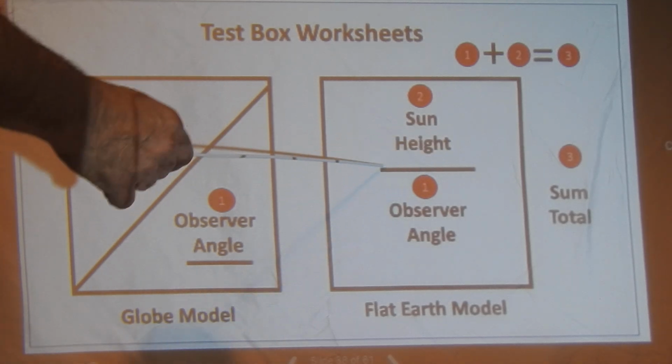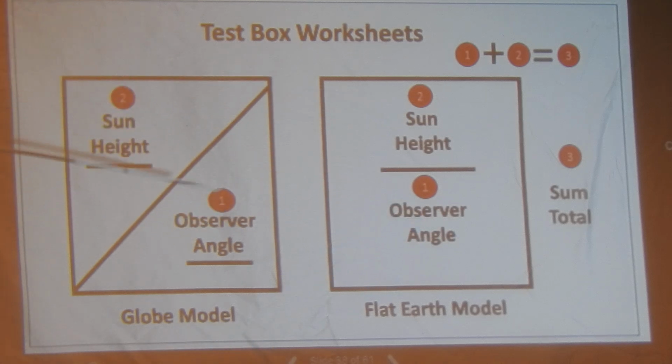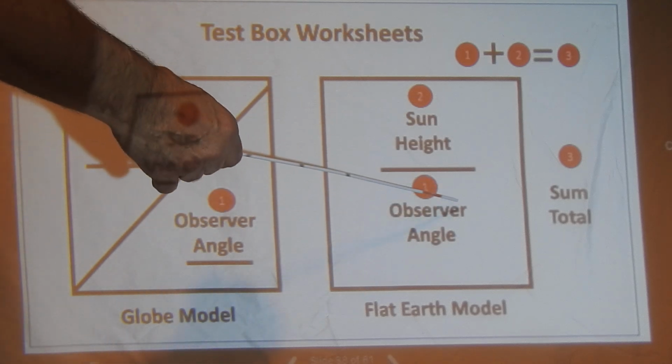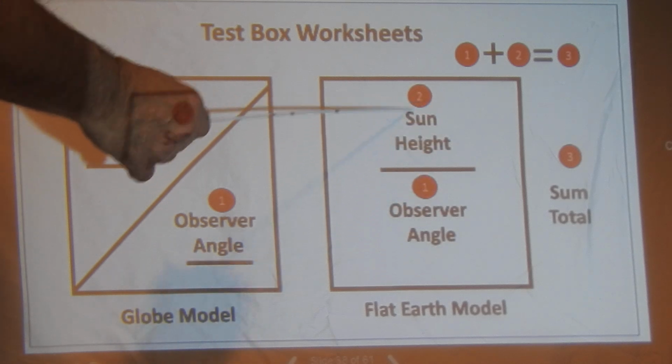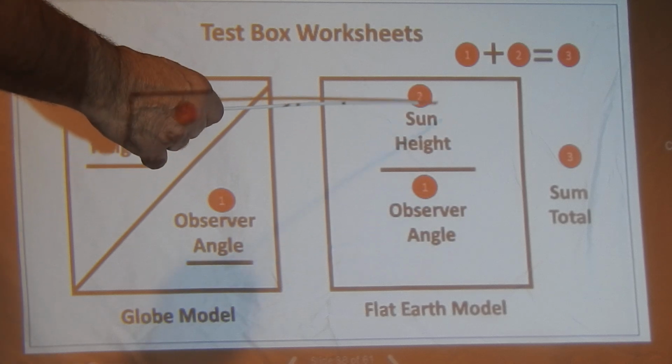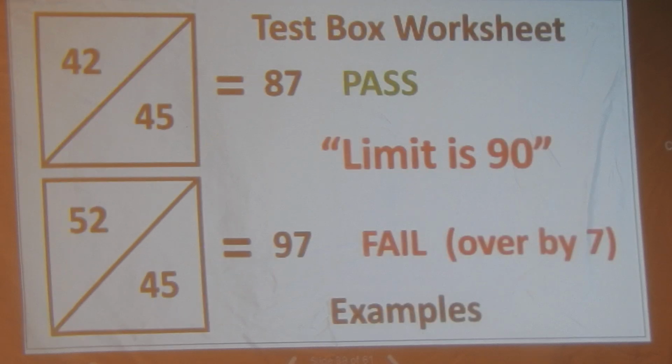The flat Earth model has a huge advantage in this. Observer angle is always 0 because you're not on any curved surface. You're level when you're measuring it for the flat Earth model. And then all you're doing is simply measuring the sun height. So you've got 0 plus whatever your sun height or vertical angle measurement is. So you can get up over 60 degrees easily with this model. Huge advantage, and all you're doing is adding those two numbers together to get the sum total. And again, 90 degrees being the limit.